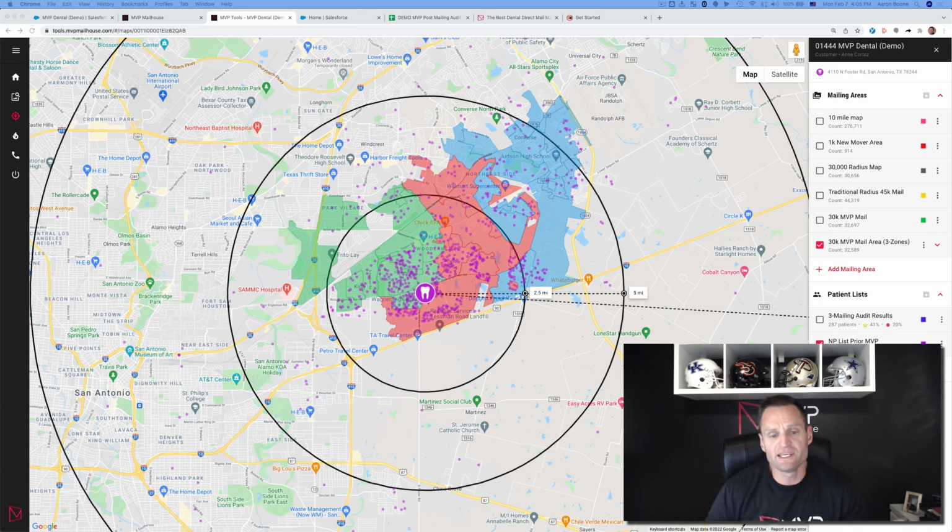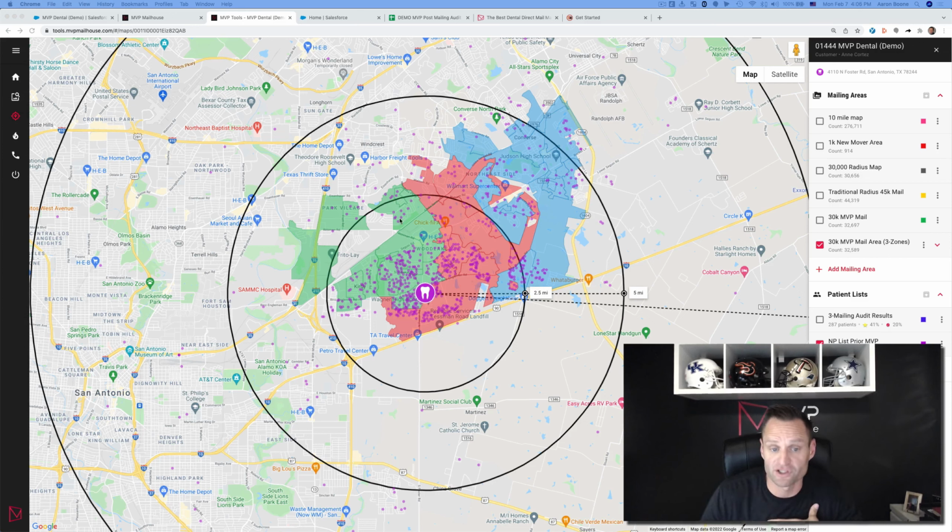But when I do these heat maps, proximity to practice is a huge criteria. Do not make the mistake that a lot of people make. They'll say, oh, well, I have a patient that drives 10 miles, 20 miles. With direct mail, you do not want to chase onesies and twosies out here. You want to stick to your closest, best homes.